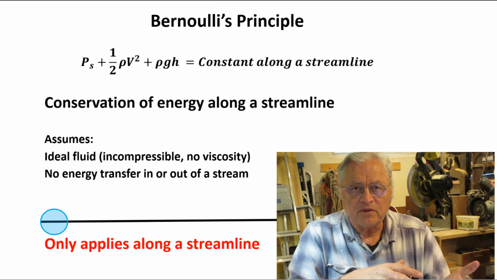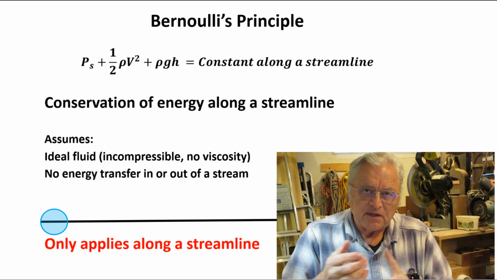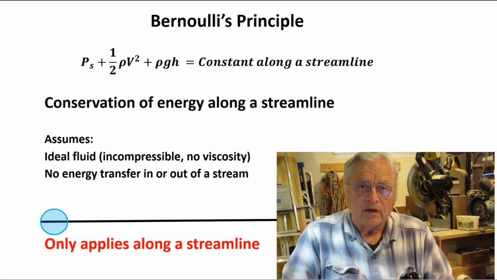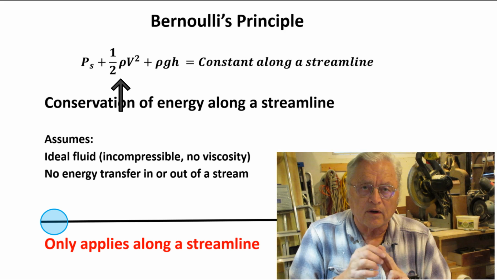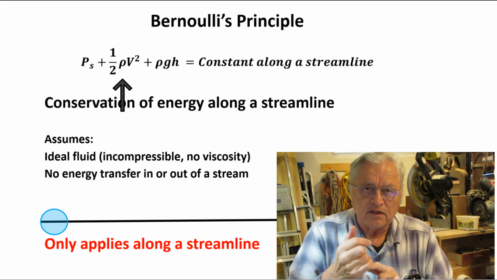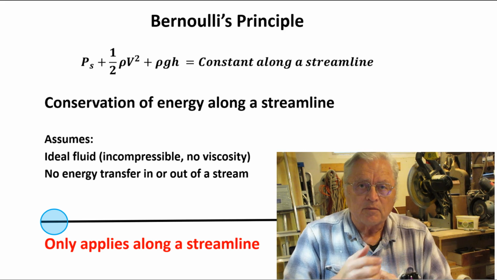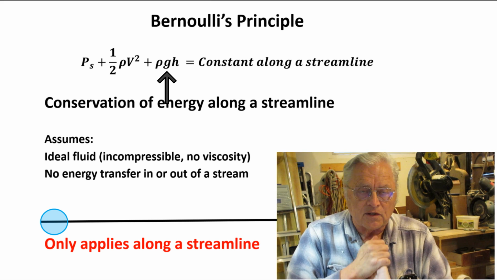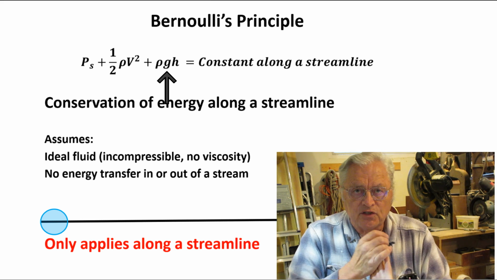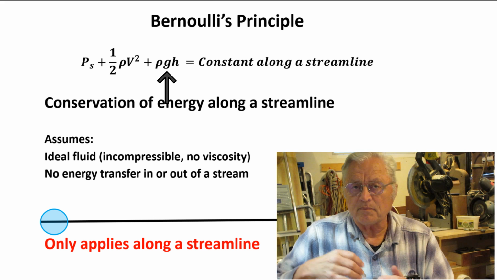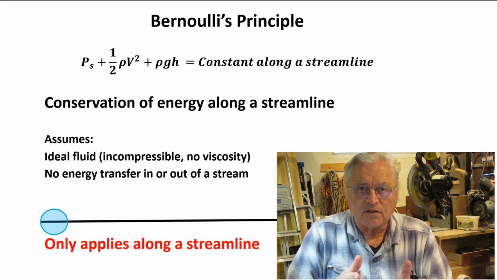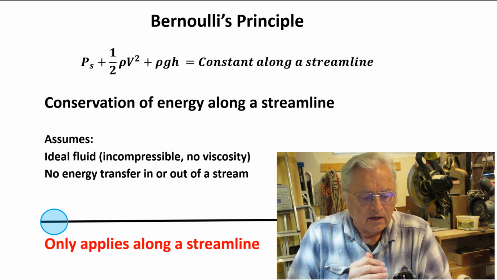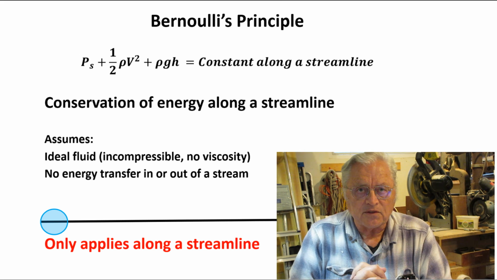Okay, here we have Bernoulli's equation on the screen. It's basically the pressure plus 1/2 the density, denoted by the Greek letter rho, times the velocity squared, plus, again, the density rho times g, the acceleration of gravity, times a height above a datum. Those terms are constant along a streamline, okay? But what does this mean in a physical sense?